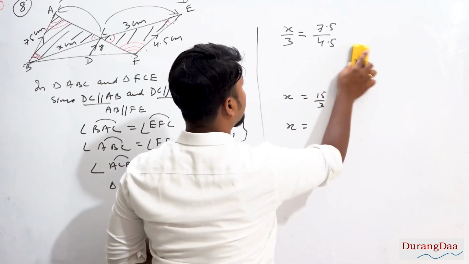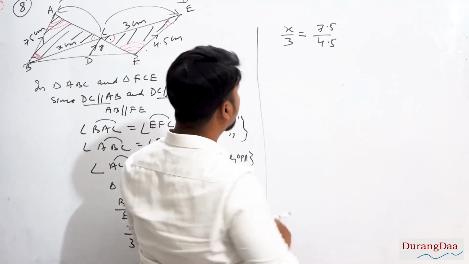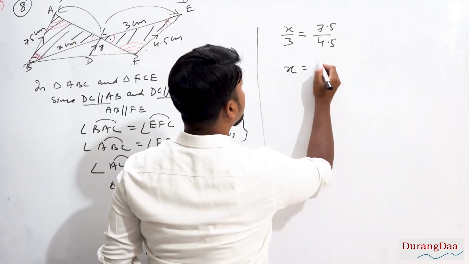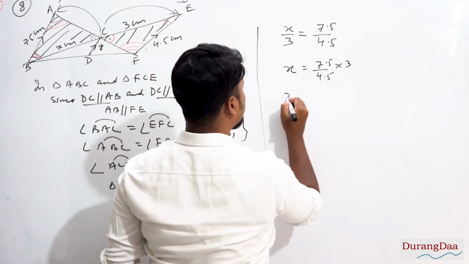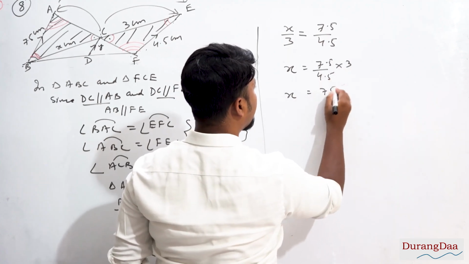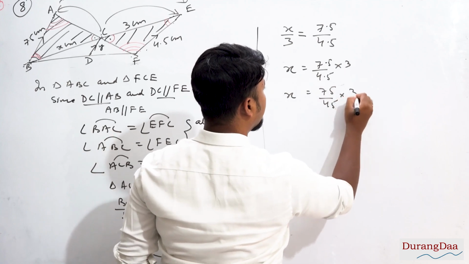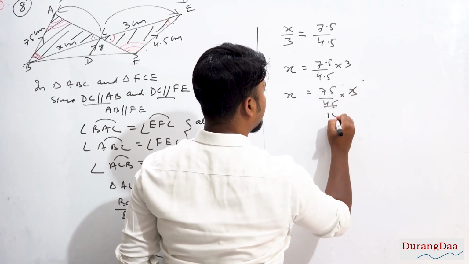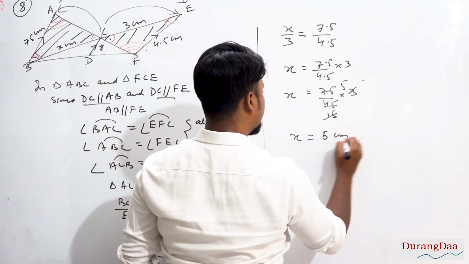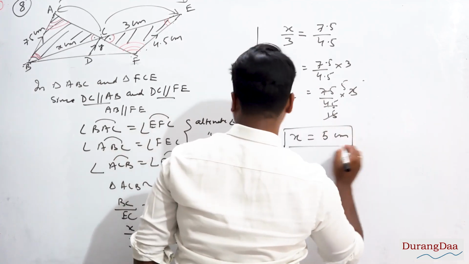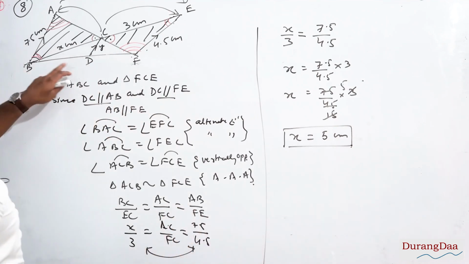Just a little error here. X would be 7.5 by 4.5 into 3. We can remove the decimals. 75 by 45 into 3. 15 5s are 75. So X is coming 5 centimeters. All right. So once we have got X, easily we can find the value of Y.